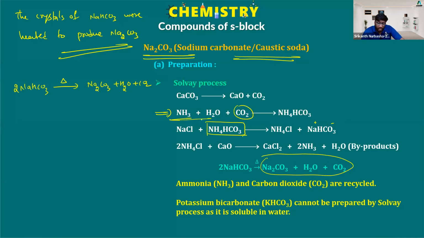The saturated solution of ammonia is treated with carbon dioxide to form ammonium hydrogen carbonate. Ammonium hydrogen carbonate reacts with NaCl to form sodium hydrogen carbonate. The sodium hydrogen carbonate upon heating forms Na2CO3, and NH4Cl is treated with CaO to form CaCl2, ammonia and H2O. This ammonia and the CO2, which are byproducts, are recycled again and again to produce more and more NaHCO3. From that NaHCO3, we get more and more Na2CO3, sodium carbonate. Potassium bicarbonate you cannot prepare this way as it is soluble in water.